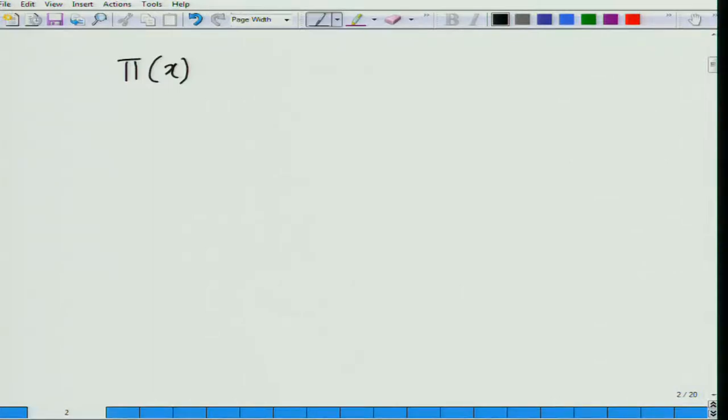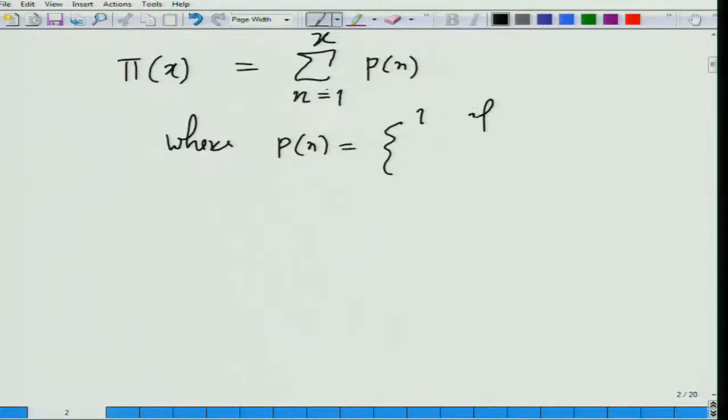Let us write it more mathematically, and that can be done by writing something like this, the sum over n going from 1 to x. And let us write here a notation which would mean p sub n, where p of n is 1 if n is prime, 0 otherwise.